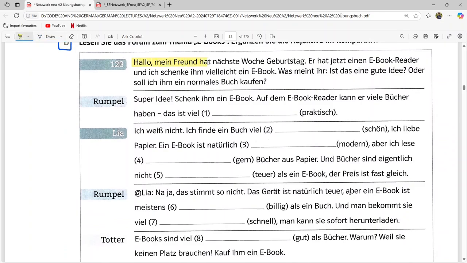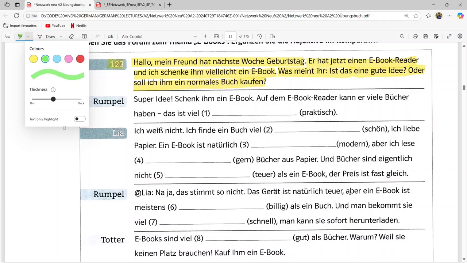Hallo, mein Freund hat nächste Woche Geburtstag. So user 123 is saying, hello, my friend has a birthday next week. Er hat jetzt einen E-Book-Reader und ich schenke ihm vielleicht ein E-Book. He has an e-book reader and maybe I will gift him an e-book. Was meint ihr? So what is your opinion? Ist das eine gute Idee? So is this a good idea? Oder soll ich ihm ein normales Buch kaufen? So or should I buy him a normal book?